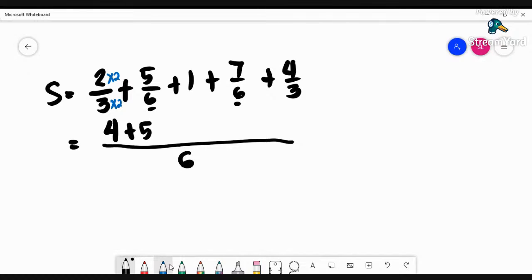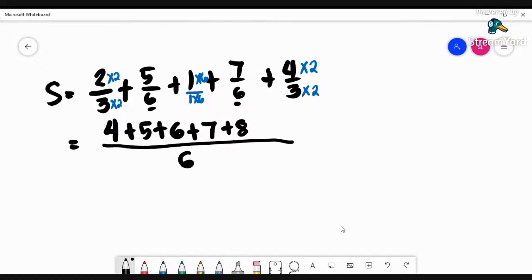And for 1, it is understood that 1 has a denominator which is 1. And so to make the denominator 6, we should multiply it by 6. And so we should also multiply the numerator by 6. Then we get 1 times 6, which is 6. For the next value, we get 7 over 6. And the last one, we have 4/3. So if we are going to make this 6, it can be 3 times 2, which is 6. So we better multiply also 2 for our numerator. So 4 times 2 is equal to 8.